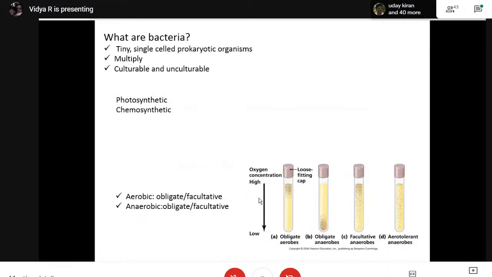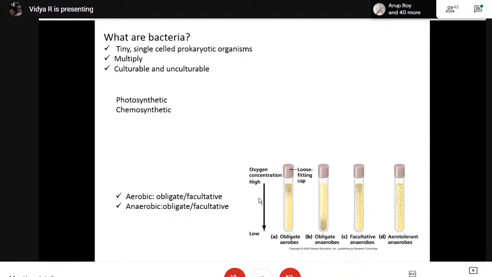What are bacteria? Bacteria are very tiny, single-celled prokaryotic organisms. They can multiply on their own, not like the virus, which requires a host. Bacteria can survive in their environment by themselves and can multiply to millions in a short period of time. There can be culturable bacteria and unculturable bacteria. Culturable means we can grow them in plates or media. Unculturable means we cannot; they survive only in their environment, and we cannot take them out and grow them.